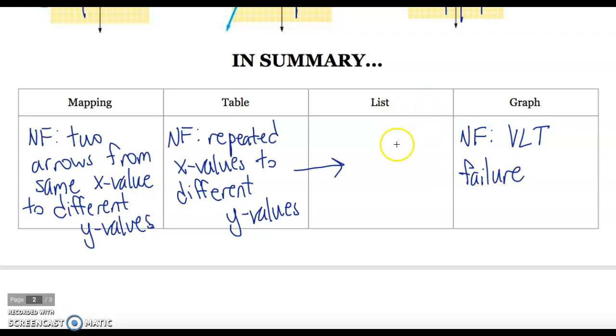So we started with our definition, we did a bunch of examples, and then we have our summary here. So you can now go ahead and practice identifying whether or not relations are functions or non-functions. Let me know if you have any questions.